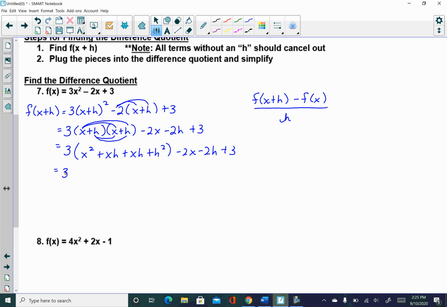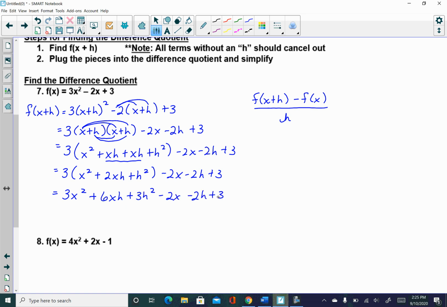Even before I distribute that 3, I've got like terms in that parenthesis. Let's go ahead and combine them. x squared plus 2xh plus h squared. Now take that 3 and distribute. 3x squared plus 6xh plus 3h squared minus 2x minus 2h plus 3. All right, now trust me, at that point you have done the hard part.